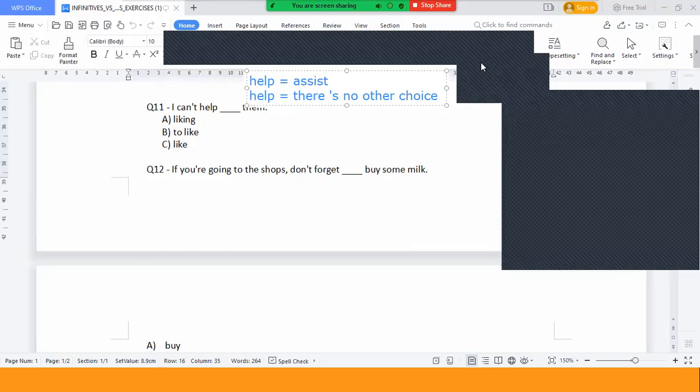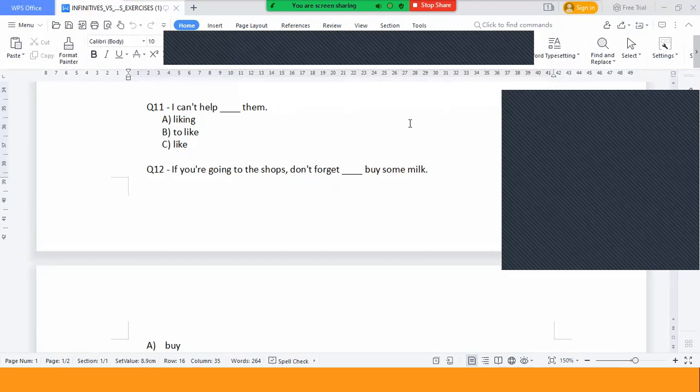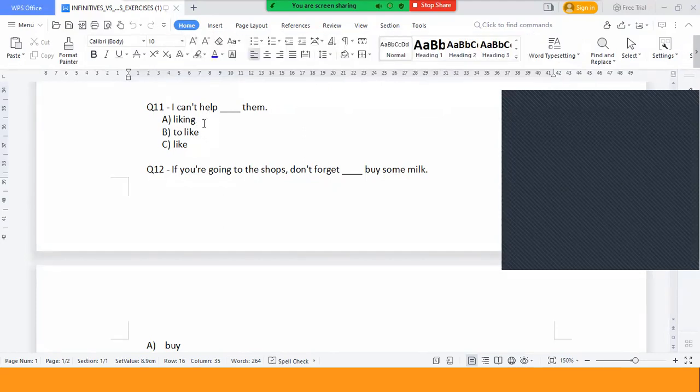Okay, in this example, I can't help liking them. No puedo evitar que me gusten, que me caigan bien. No lo puedo evitar. No puedo evitar que me caigan bien, no puedo evitar que me gusten. En ese caso, help está como evitar en ese sentido. Y el verbo que lo sigue tiene ing siempre.